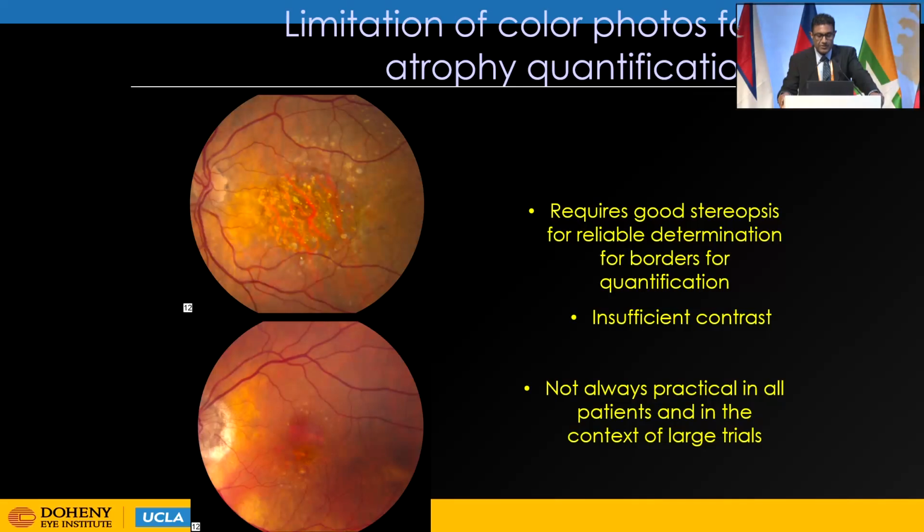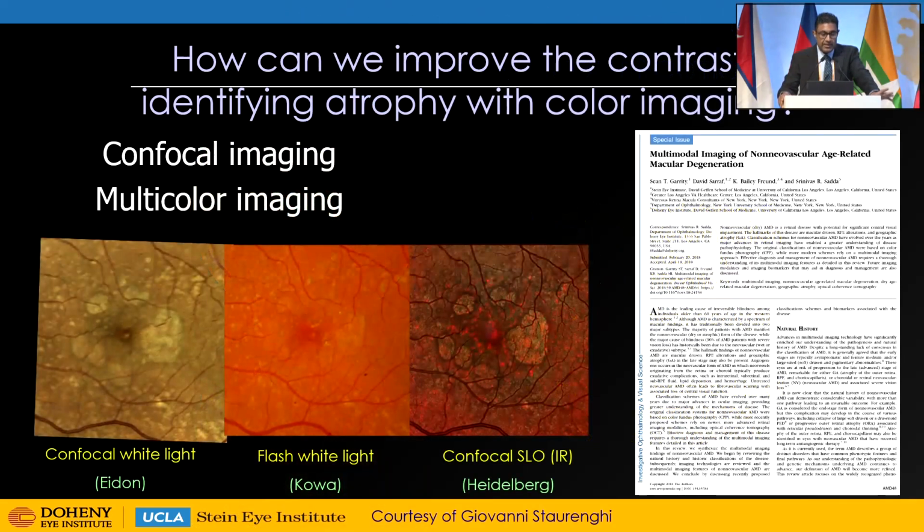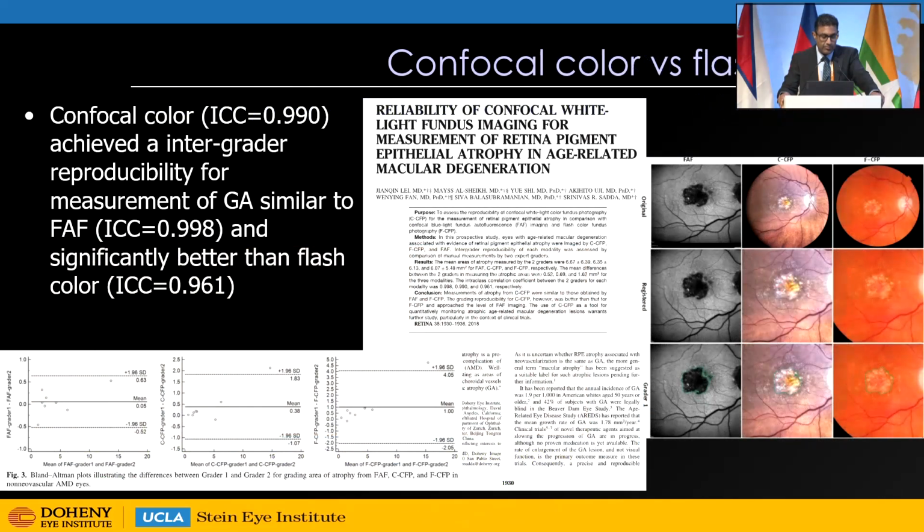The challenge, of course, with standard flash color photographs is that in the real world, we don't always have sufficient contrast to be able to identify the borders of atrophy. We all can tell there's atrophy in these images, but exactly where it begins and ends is really a challenge. And that's where we're fortunate that we have improvements in imaging technology in the form of confocal imaging, and then on top of that, multicolor imaging, as I'll mention.